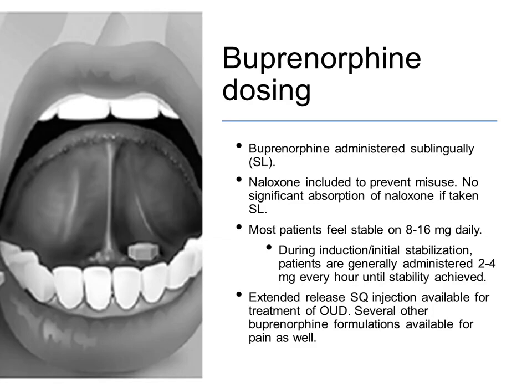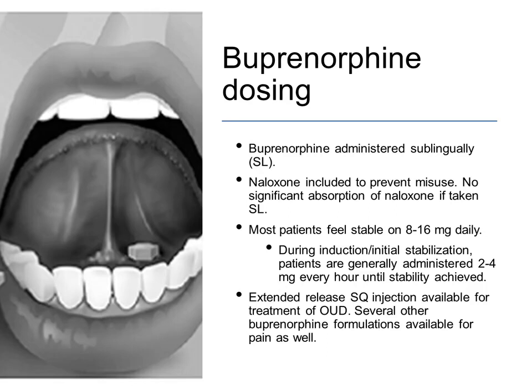As I mentioned, the naloxone is included to prevent misuse, but there's not any significant absorption of naloxone when it's used sublingually. Generally, patients feel stable on 8 to 16 milligrams a day. I rarely have to go above that. Sometimes patients don't require 8. They can get by on a much lower dose. It really depends, but I think people newly coming into treatment, particularly those that have been using illicit heroin or fentanyl, generally need a dose that's 8 to 16 milligrams to feel stable in the beginning.